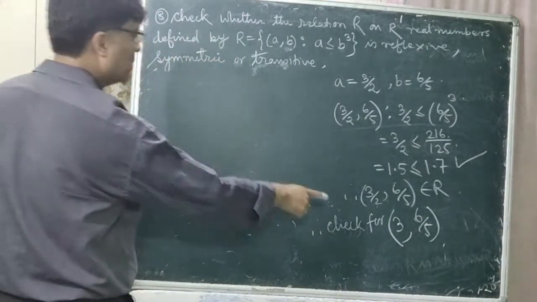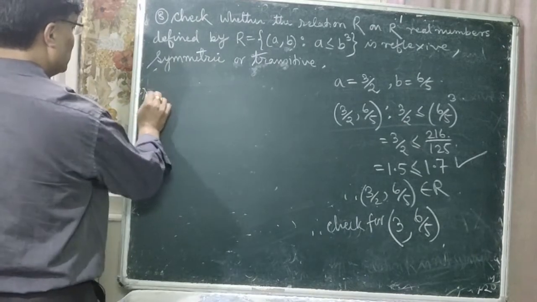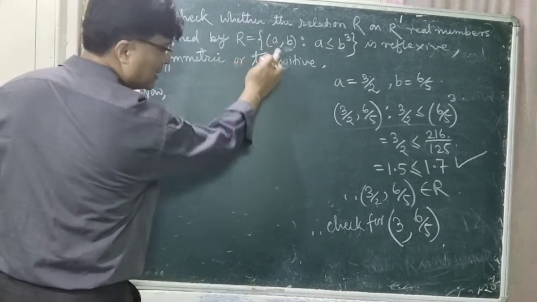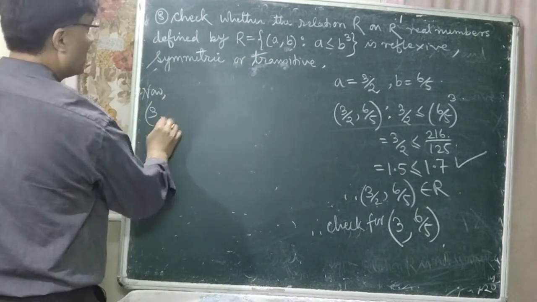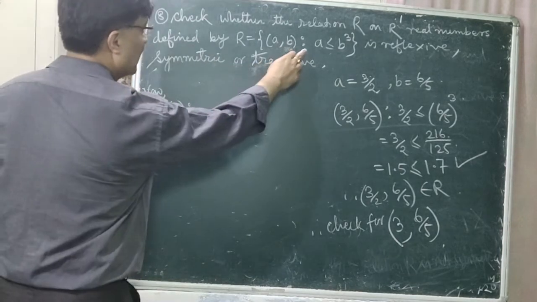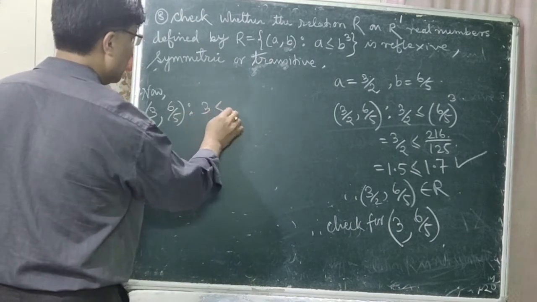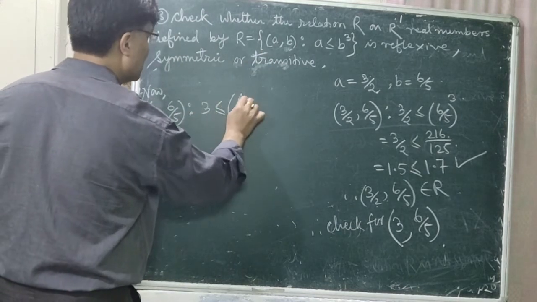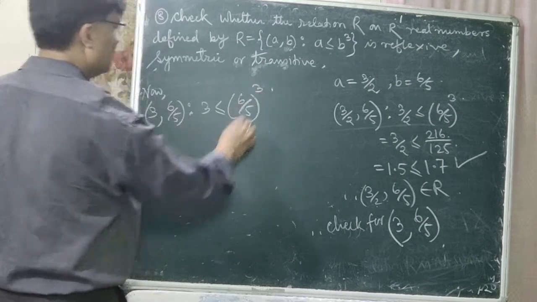Now you have to check for 3 comma 6 by 5. Okay, 3 comma 6 by 5. Now a is equal to 3, b is 6 by 5, such that a less than or equal to b cube. What is b cube here? 6 by 5 whole cube.